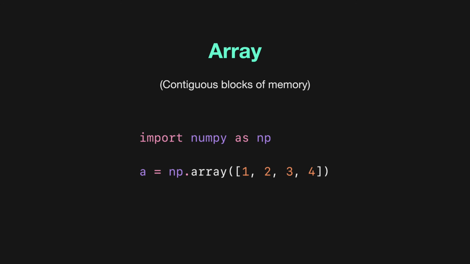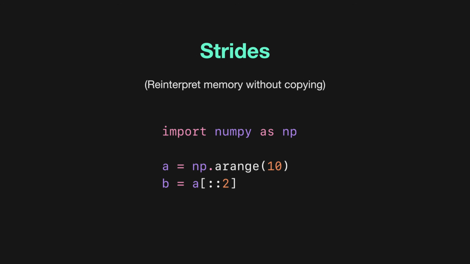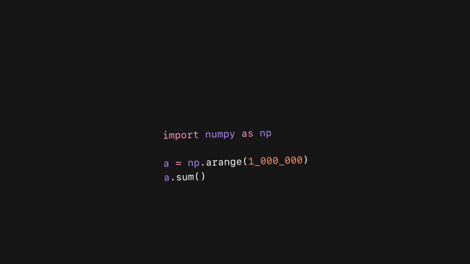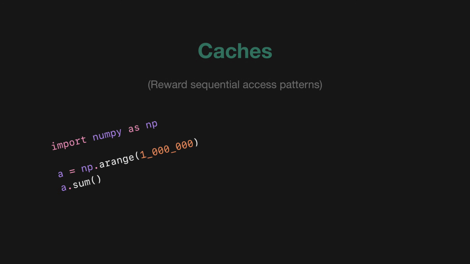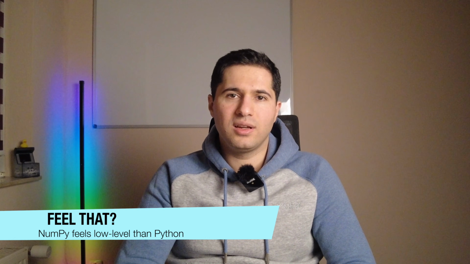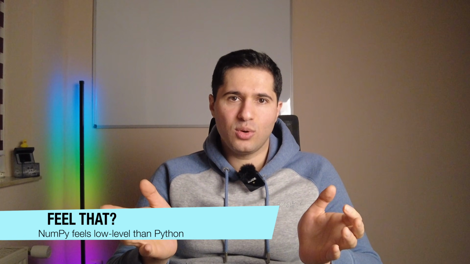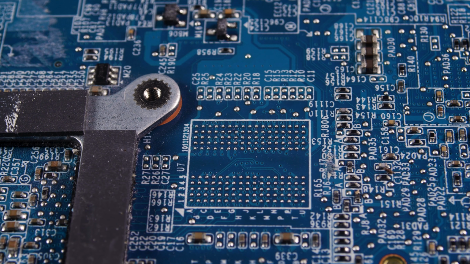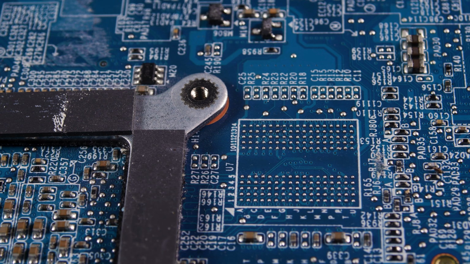NumPy arrays are contiguous blocks of memory. Strides allow NumPy to reinterpret memory without copying. Bulk operations move loops into compiled code. Caches reward sequential access patterns, and vector units reward uniform aligned data. Each layer reinforces the next. This is why NumPy feels low level compared to Python. It doesn't try to hide the machine. It aligns with it. Once you see NumPy through this lens, performance stops feeling like a collection of tricks. It becomes a consequence of design decisions that respect hardware reality.